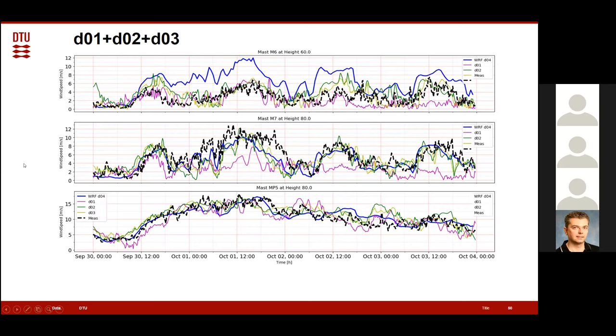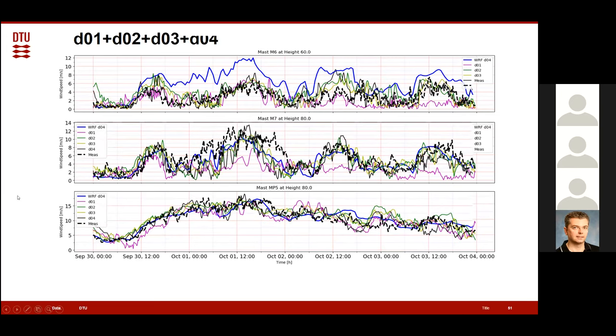And then putting the 3 kilometer and 1 kilometer data, the picture becomes pretty blurred here. So we can't really see the differences anymore, but at the end I will show the comparison using some averaged ways of doing this.